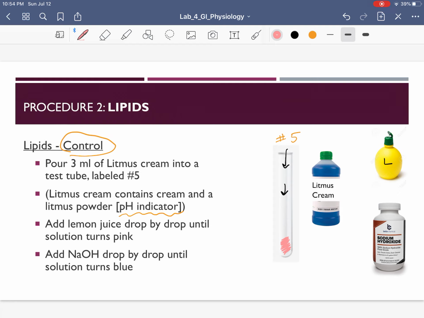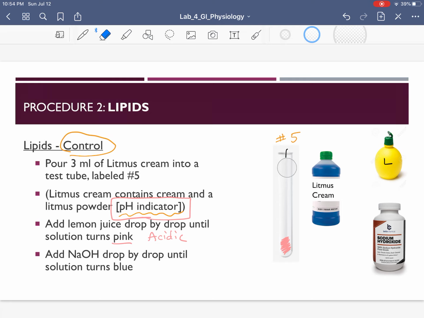Because this litmus cream contains a pH indicator, when a solution turns pink, it is acidic. So here our control has worked. We added lemon juice, which is acidic, to our litmus cream drop by drop until it turned pink. This is showing our control is working. When the litmus cream solution is acidic, it turns pink.